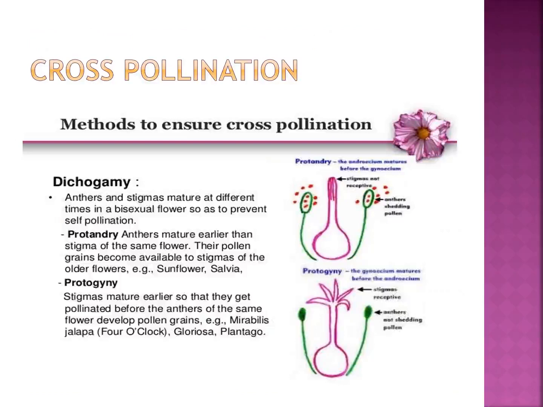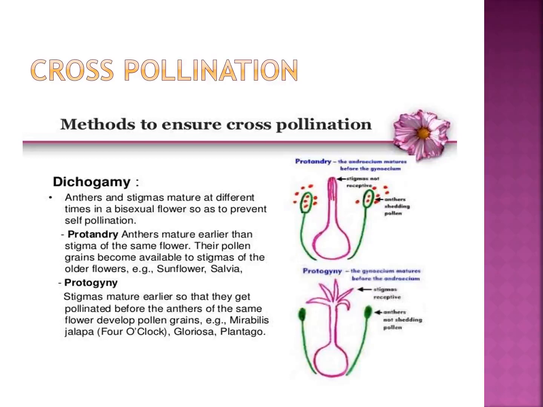So pollination. Your book page number 12, take your book. What is called pollination? Transfer of pollen grains from the anther to the stigma of a flower is called pollination.